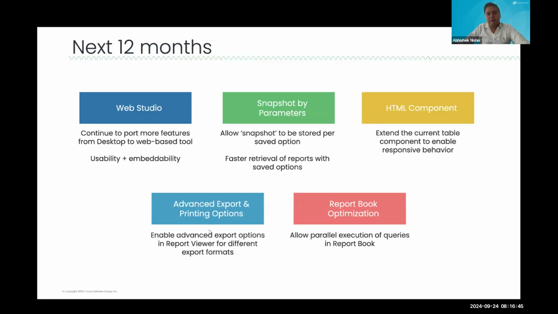One of the things that we'll be working on very soon is the advanced export and printing options. So if you have used Desktop Studio, you can see that there are some advanced export options, right? And we are extending that to the JasperReports Server report viewer, where when you export, you'll get, and I'll show you some of the images that our design team has built and how that will work for you. And the same thing will be added for printing.